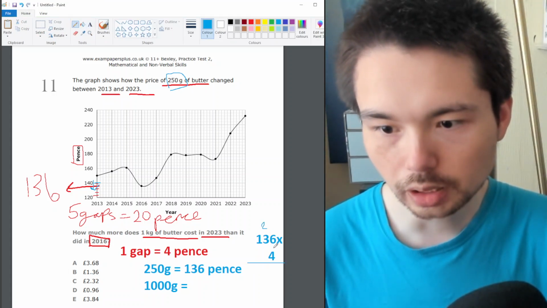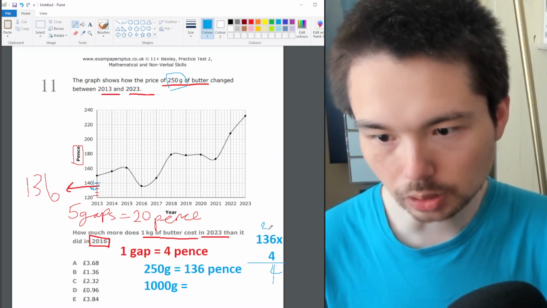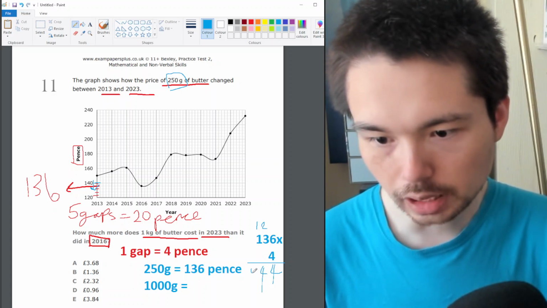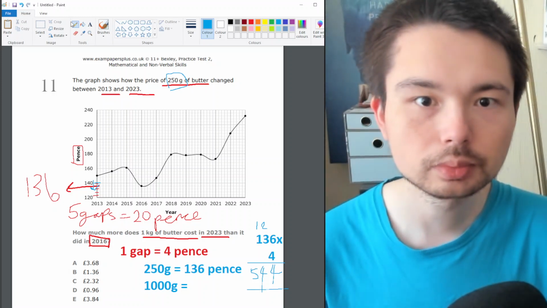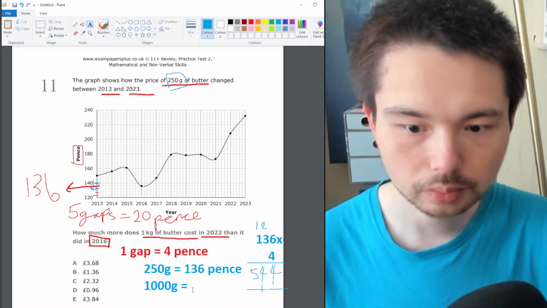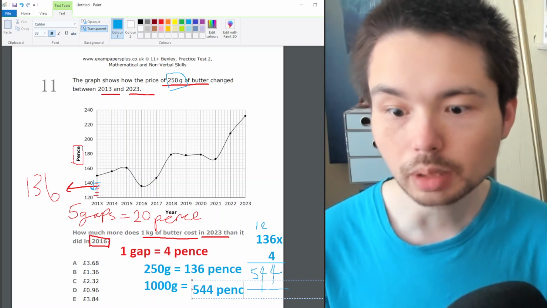6 times 4, 24. 4 times 3 is 12. You add 2, which is 14. 1 times 4 is 4, and then you add 1 is 5. 544 pence.